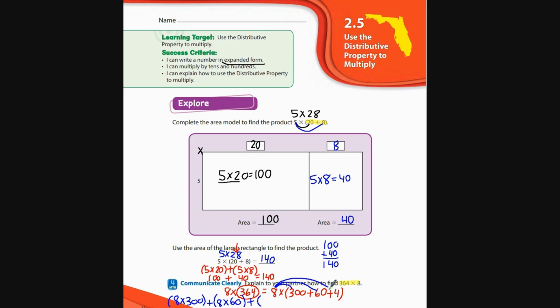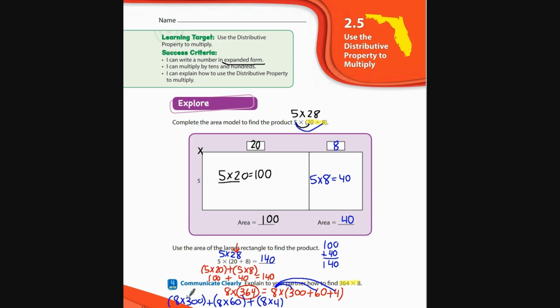Why? Because this is a 3-digit number. So now it is what? 8 times 4. Now I have 3 different products to find. So let's do it over here to save space.